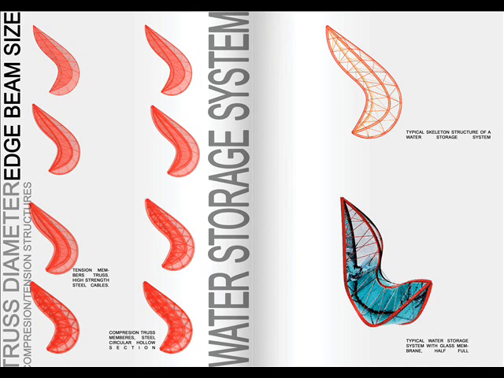The structure of these low-volume water storage systems consists of metal edge beams with truss members in tension, since the whole water tank is in tension. A fully parametric 3-dimensional structure of the water tank was developed, and the Grasshopper definition can be seen here.